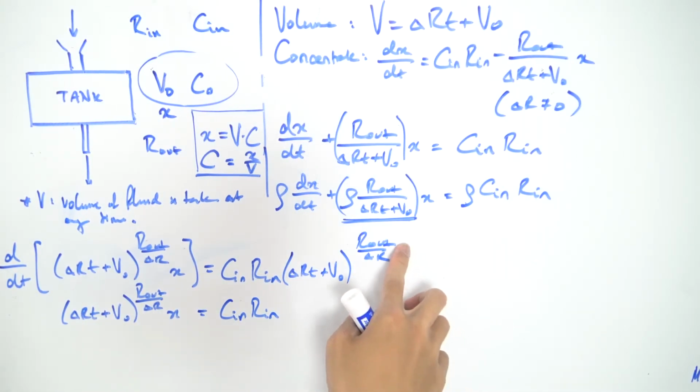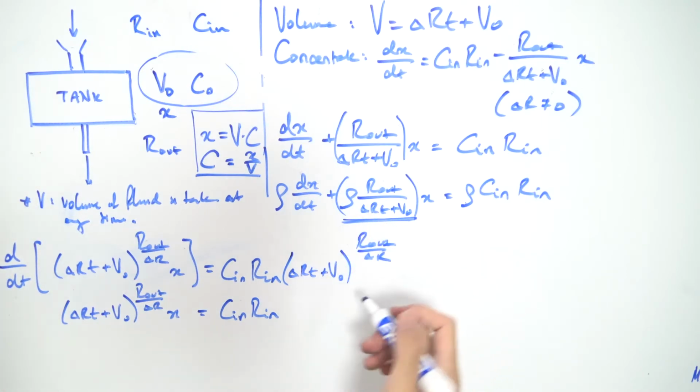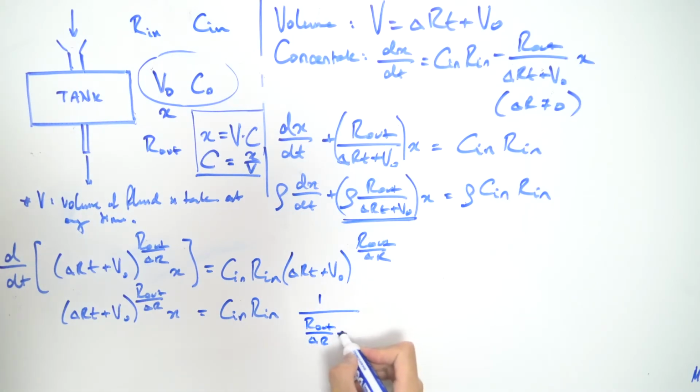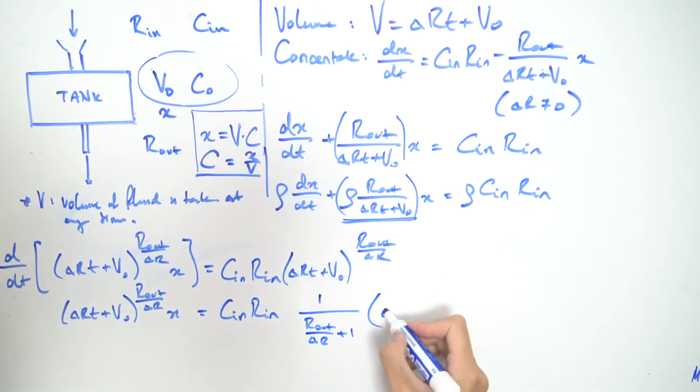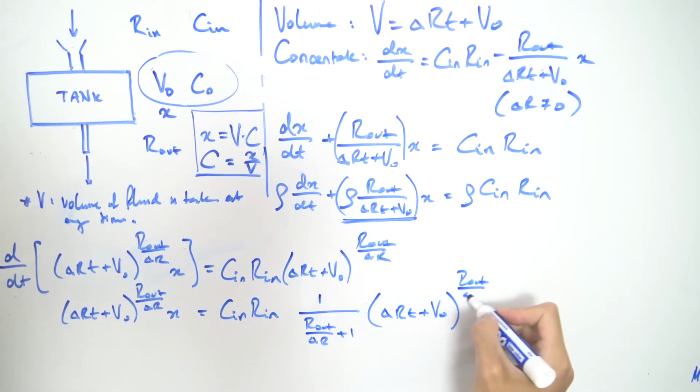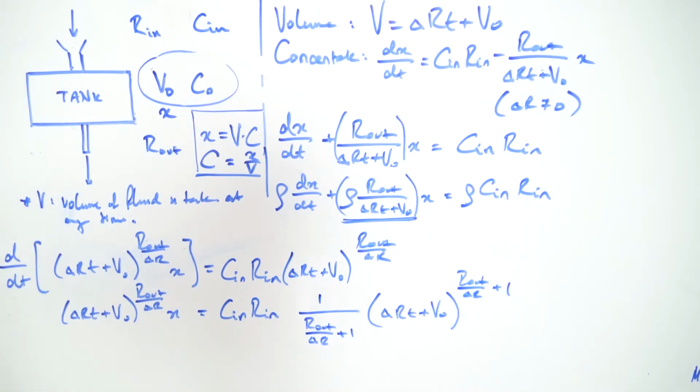It's just a bit of reverse power rule, so we add 1 to the exponent and we divide by the new power. So let's divide by the new power first. So 1 over, we're going to have r out divided by delta r plus 1. And then over here we're going to have delta rt plus v naught raised to the r out divided by delta r plus 1. So I hope you guys can see where all this is coming from. Adding 1 to the exponent and dividing by that new exponent. And we also have to divide by the derivative of the inside, because this is a linear function in here. So derivative of the inside is delta r, so let's divide by that as well. So 1 over delta r.